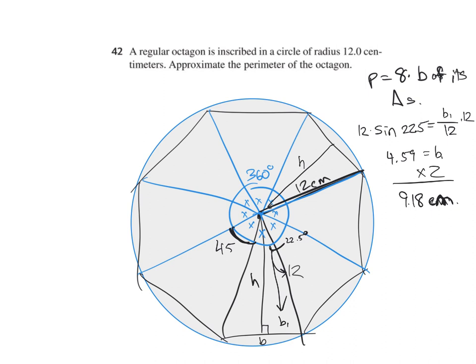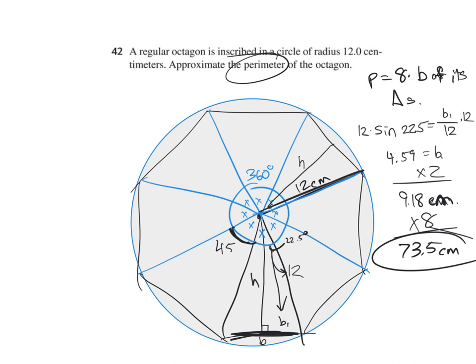Centimeters. And how many do we have? We have 1 there, but there's 8 distances around. Perimeter is the distance around, so multiply it by 8. So times 8, and you get 73.5 centimeters. So these are all like little puzzles, and you probably never thought of using a circle to help you get those angles, but that's how you do it.